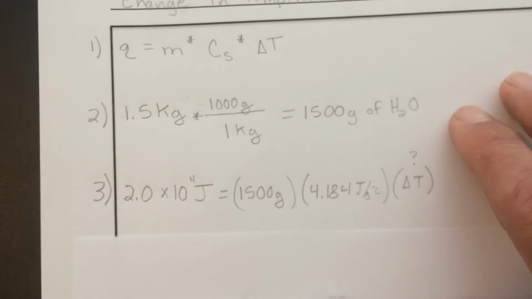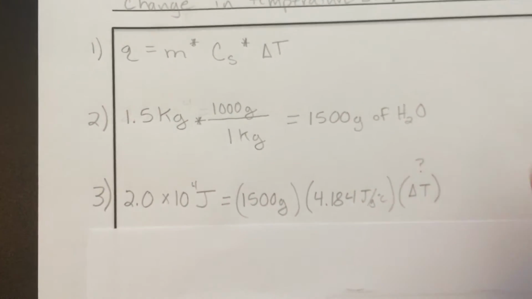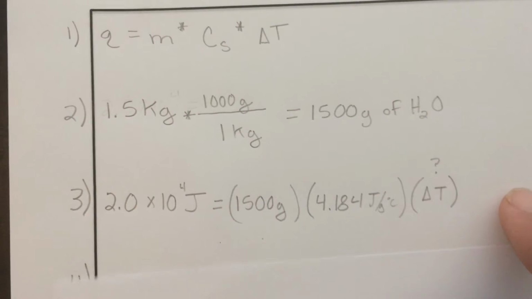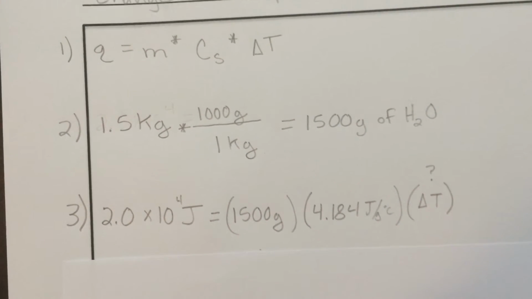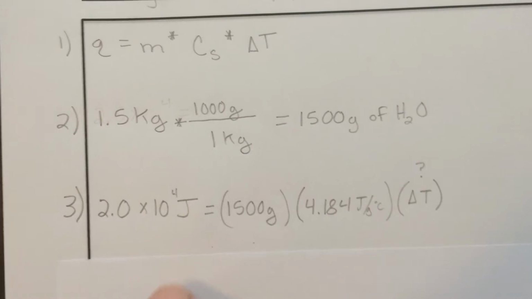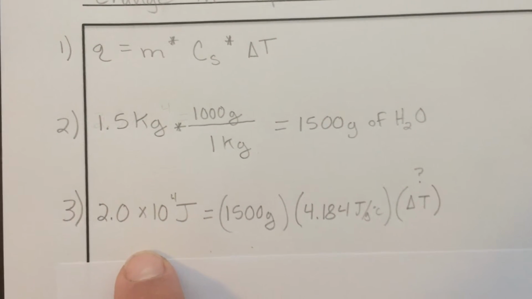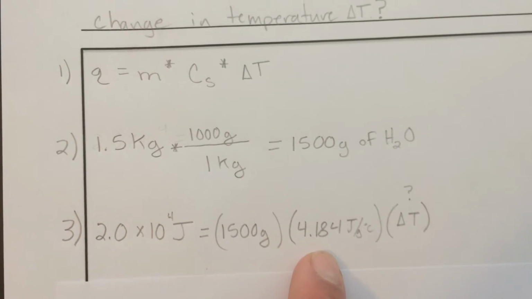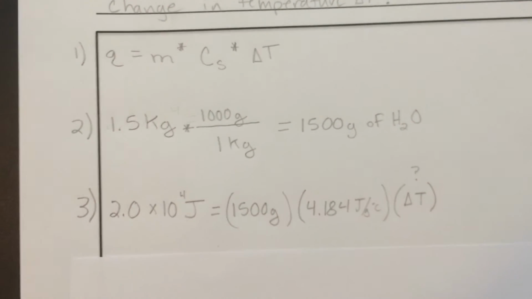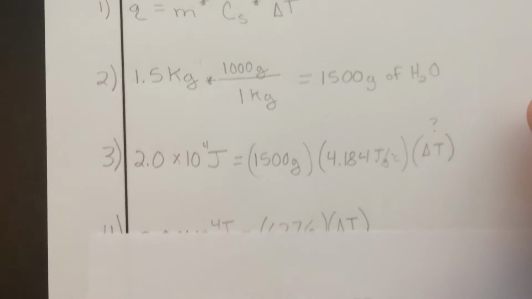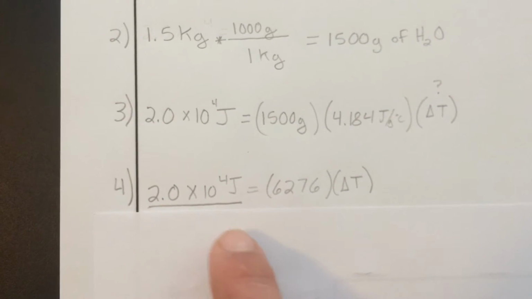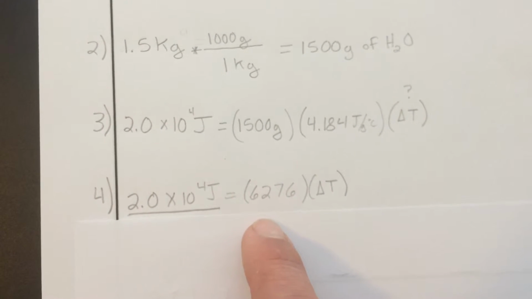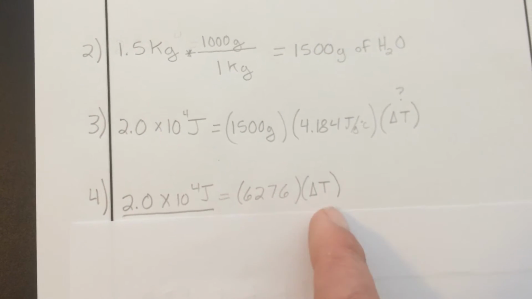And so the third step is plugging these numbers into the equation and reorganizing it so we can find our delta T. We take our 2.0 times 10 to the 4th joules of heat absorption, and on the other side we have our mass and specific heat, solving for delta T. We multiply these two together to equal 6,276 times our delta T.